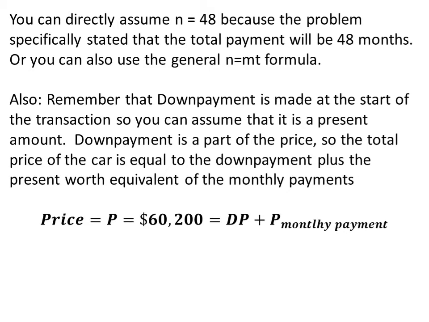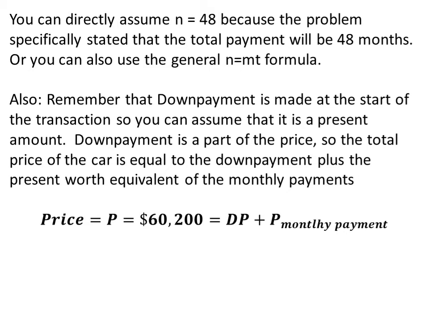You can directly assume N because the problem specifically stated that the total payment will be 48 months, as I said in the previous slide. Or you can also use the general formula N equals M times T. If you're not aware that 48 months is N, you can just directly use M times T, so that you won't have a problem determining N. So 48 months, again, is 4 years.